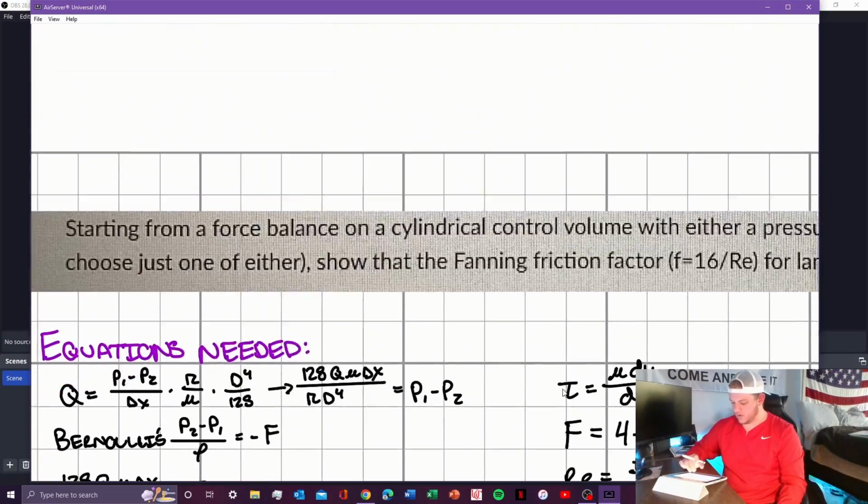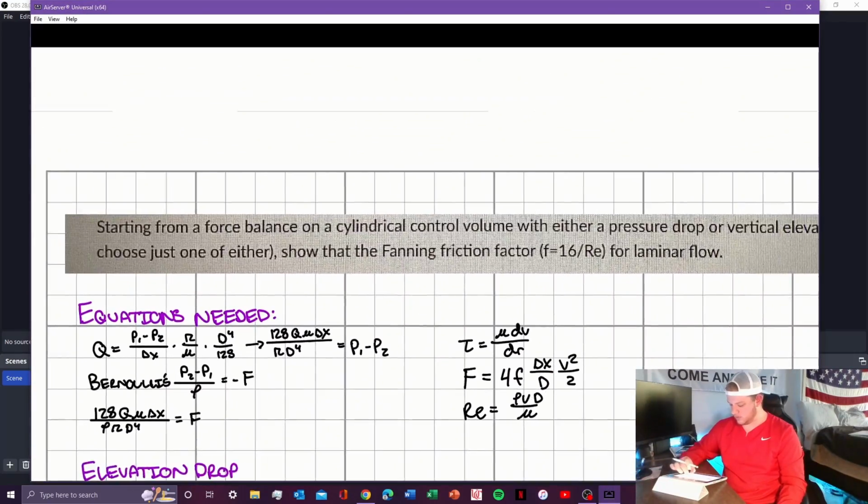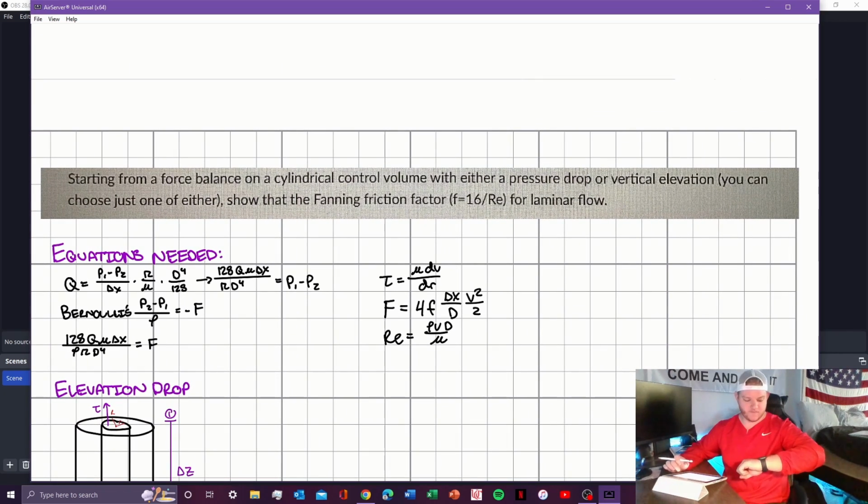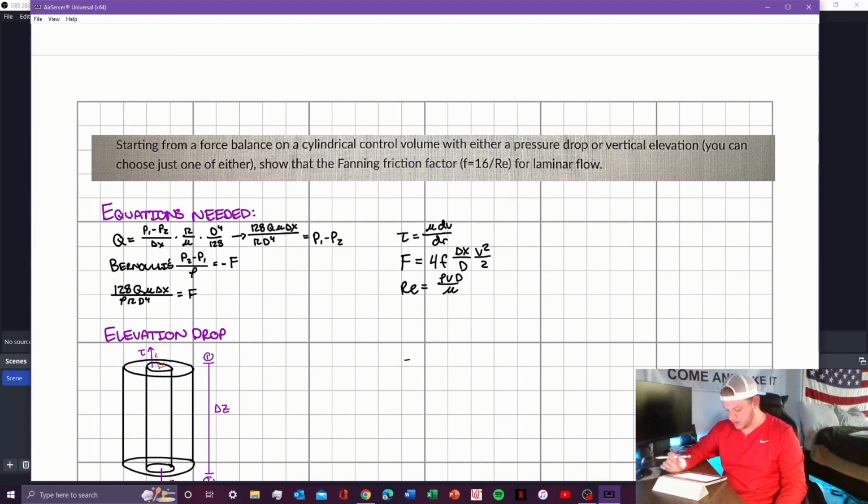All right, this is homework part three, and it is October 7th, 5:30 in the afternoon. Starting from a force balance on a cylindrical control volume with either a pressure drop or vertical elevation, show that the Fanning friction factor is equal to 16 over the Reynolds number for laminar flow. For this homework, we're going to be doing the elevation drop method.